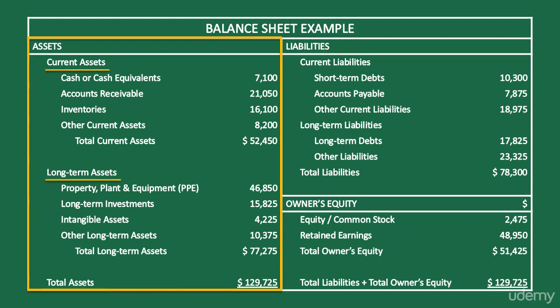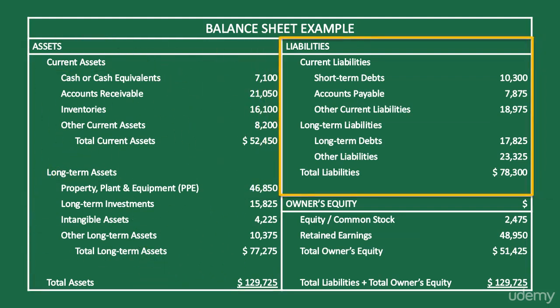The current assets are short-term assets which may be used up or converted into cash within a 1-year period. The long-term assets are assets which may be held and used for the long-term period. As we've learned, assets are what the company owns. So the current assets are what the company owns for a short term, and the long-term assets are what the company owns for a long-term period.